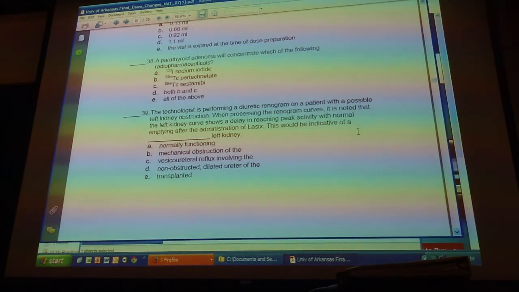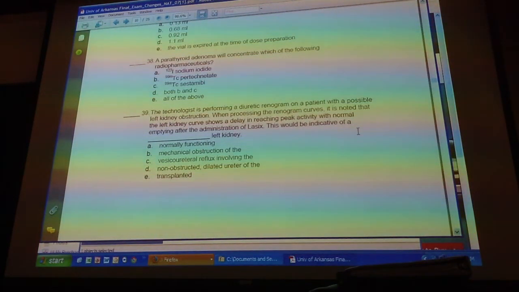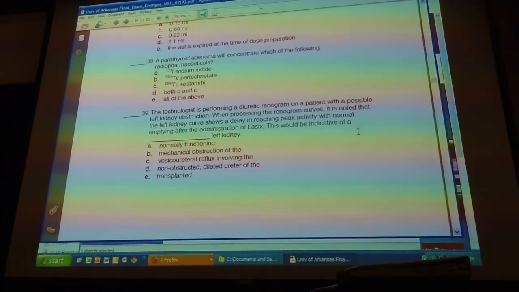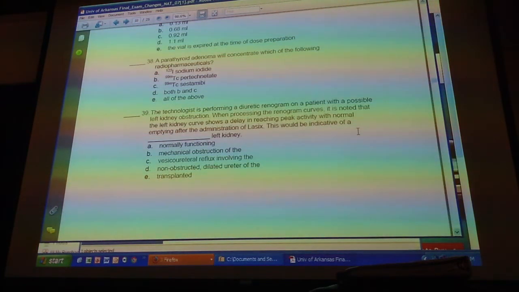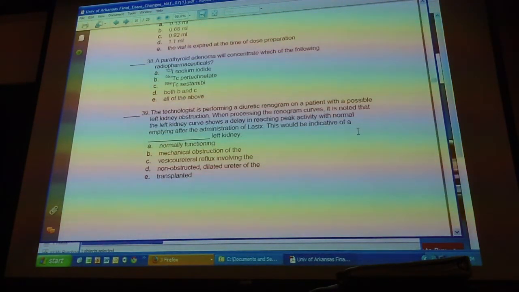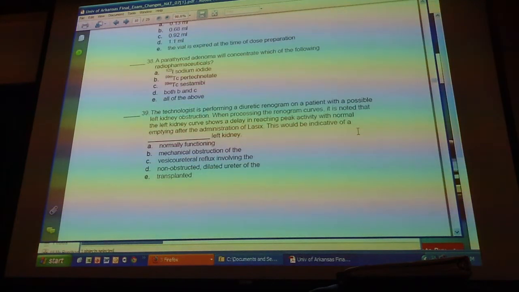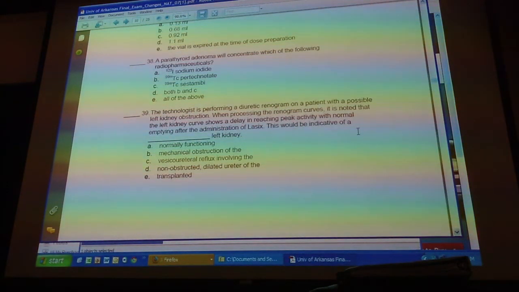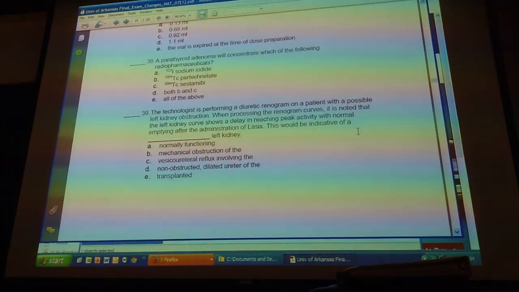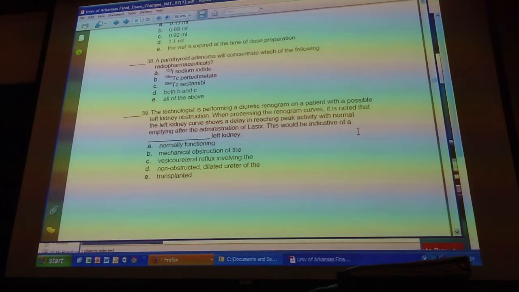What do we do Lasix for? Transplant. Differentiate between a dilated ureter and obstructed. Yeah, it's the difference between dilated versus mechanical obstruction. So it's not obstructed, it's a dilated ureter. So letter D is the correct answer.